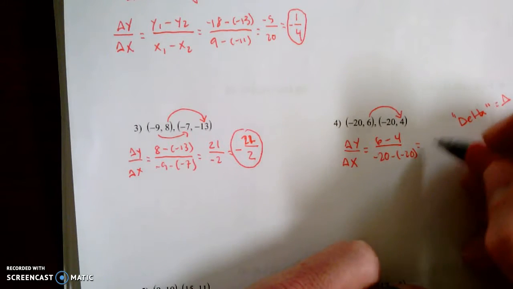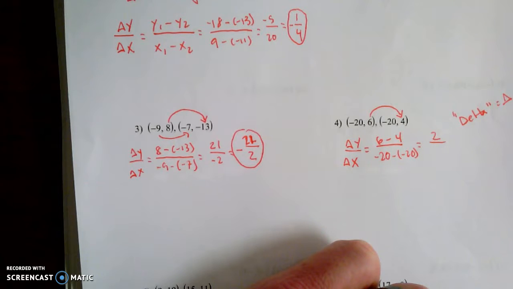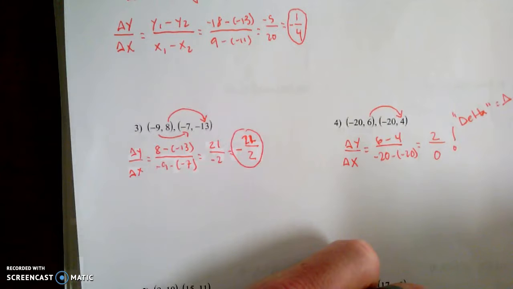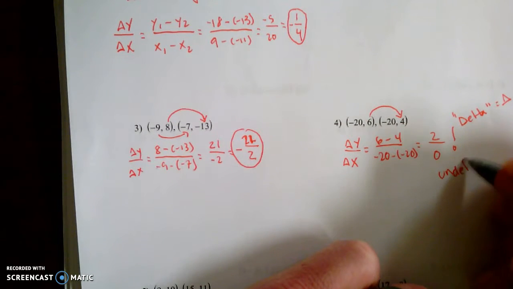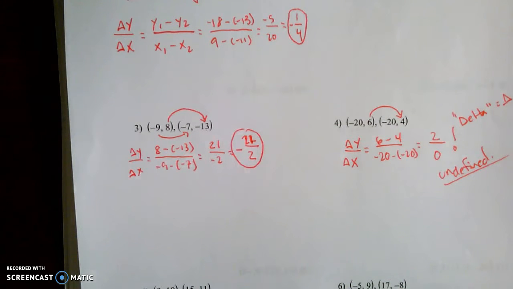6 minus 4 is 2. Negative 20 minus negative 20 is the same as negative 20 plus a positive 20, which works out to 0. And remember, 0 in the denominator is a no-no, undefined. All right, no slope.